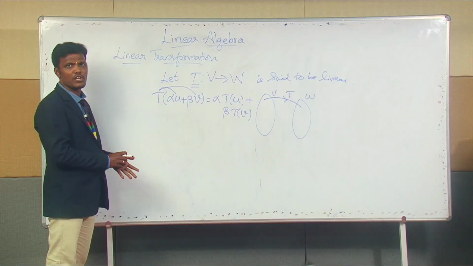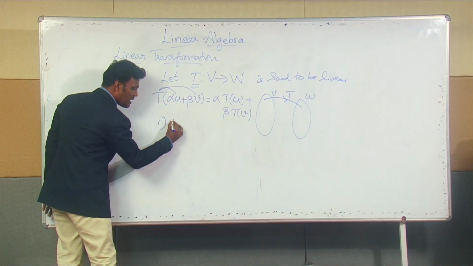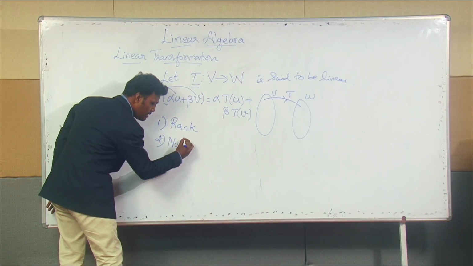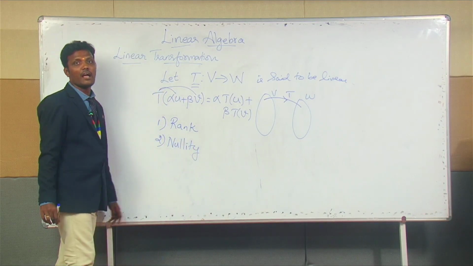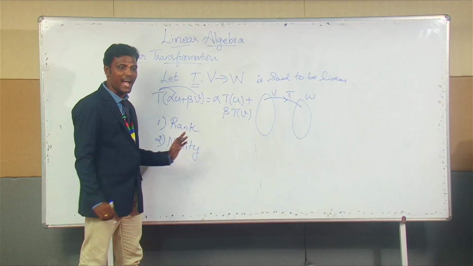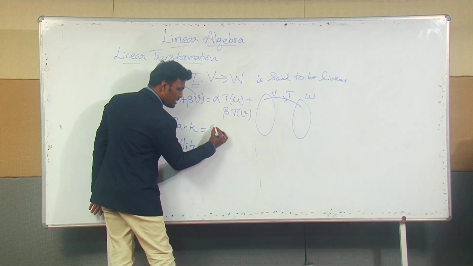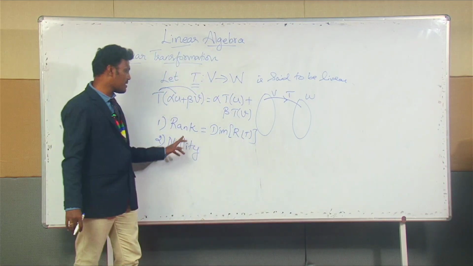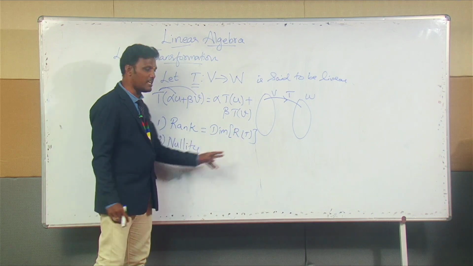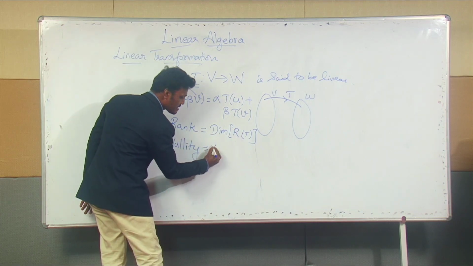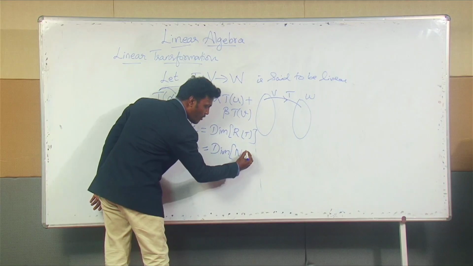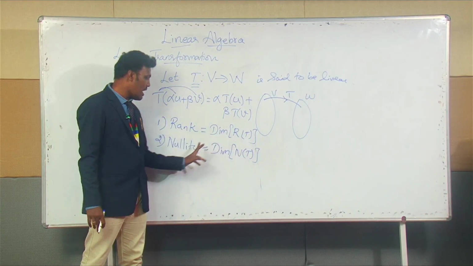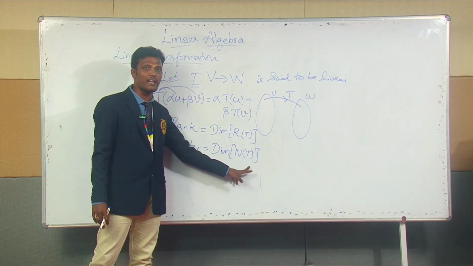Some of the basic terminology we have to know. Number 1 is rank. Number 2 is nullity. This is the basic terminology of linear transformation. What is the meaning of rank? Rank is nothing but the dimension of R of T. Similarly, nullity is the dimension of N of T.